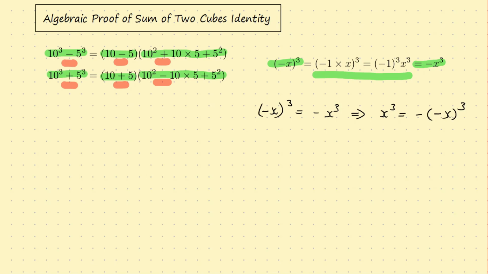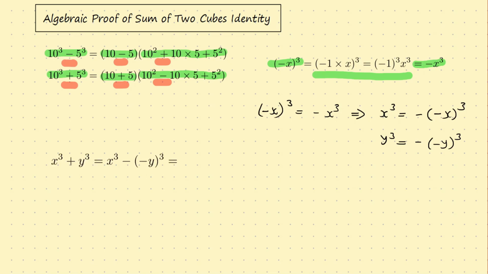First note, however, that if x³ = -(-x)³, then x is what we call a dummy variable. The name of the variable is irrelevant, so we can equally well write y³ = -(-y)³, which is the exact form that we are going to use in our proof.